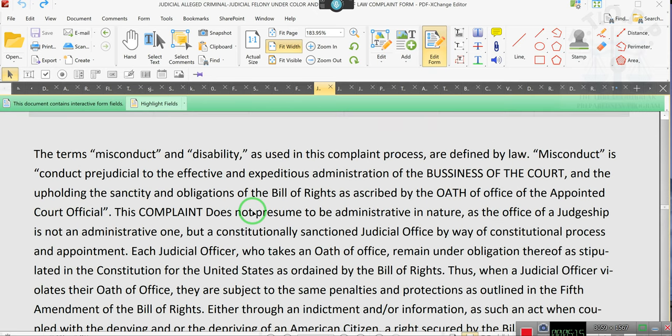Okay? Now, there might be some misspelled words. Don't worry about it because it has that cohesion clause in it, which says everything is to be construed contextually. The terms misconduct and disability as used in this complaint process are defined by law. Misconduct is conduct prejudicial to the effect of an expeditious administration of the business of the court and upholding the sanctity and obligations of the Bill of Rights as ascribed by the oath of office for the appointed judicial official. This is not my quote, people. That's the court's quote. Okay?